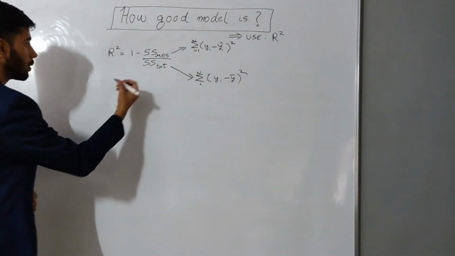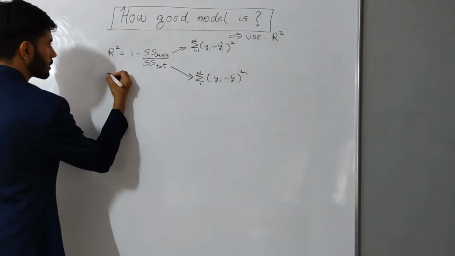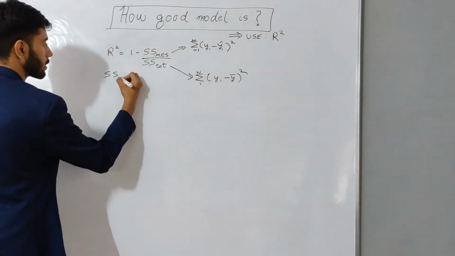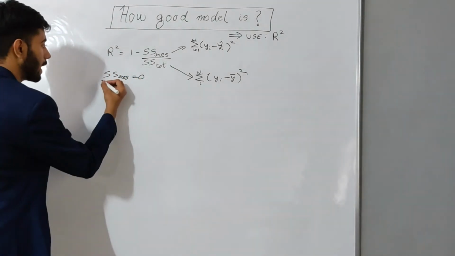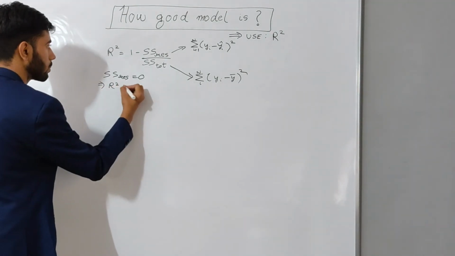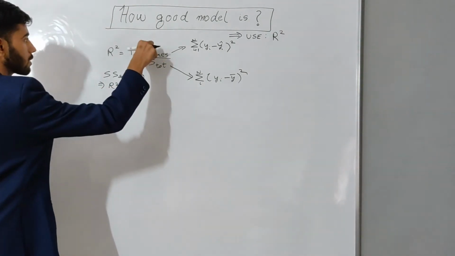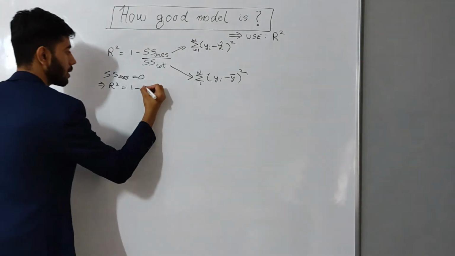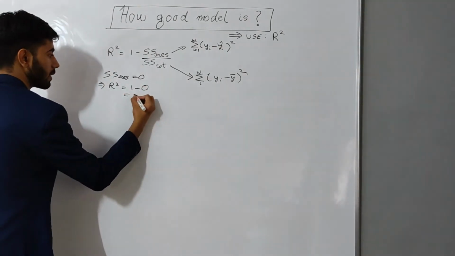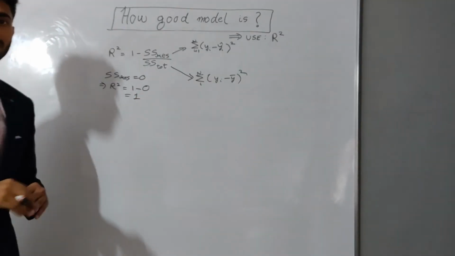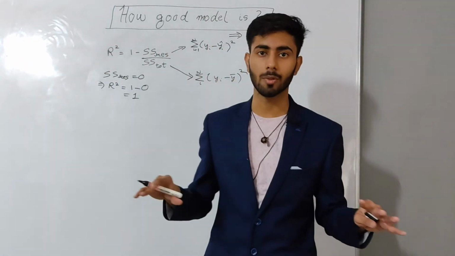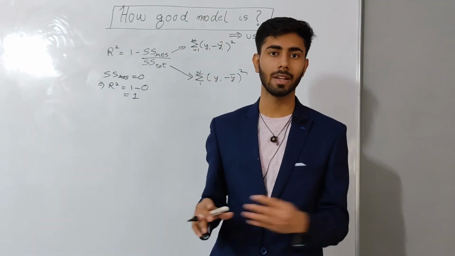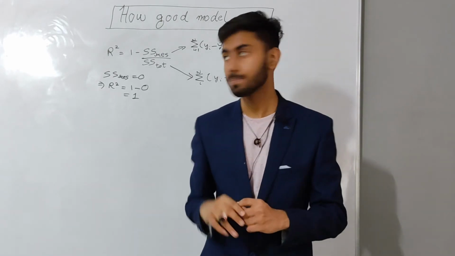Now suppose the value of my sum of square of residual is equal to 0. It simply means that the value of my r square is going to be 1 minus 0, which is equal to 1. This implies my model is extremely good. It is working absolutely fine, and my linear regression line perfectly fits the data.